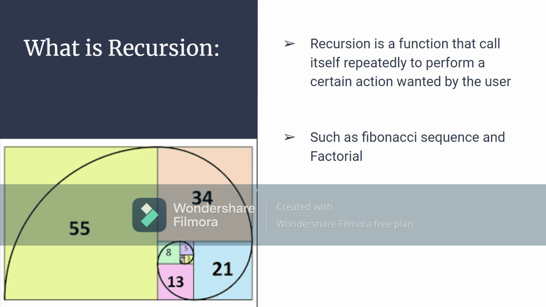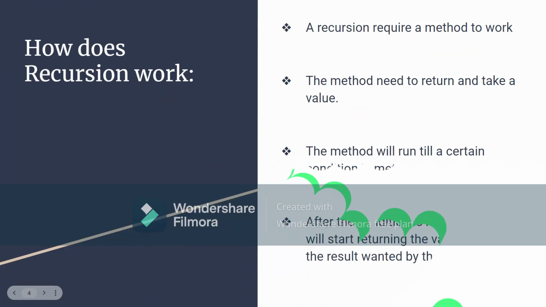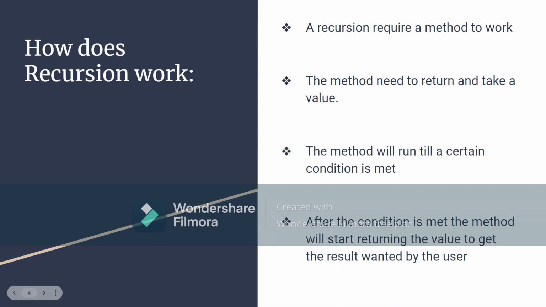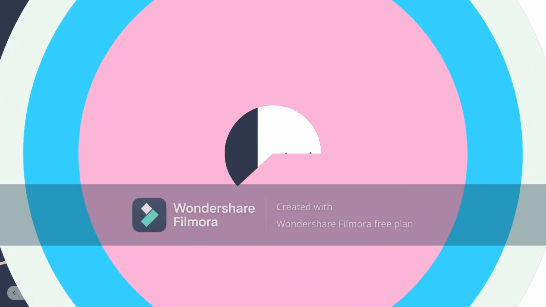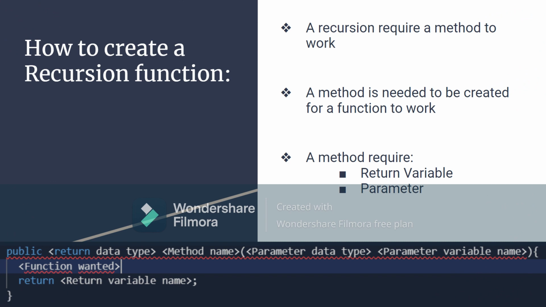So what is recursion? Recursion is a function that calls itself repeatedly to perform a certain action wanted by the user, such as Fibonacci sequence and factorial. How does recursion work? A recursion requires a method to work, and the method needs to have a return and take a value from the user or from the method. And the method will run till a certain condition is met. And after the condition is met, the method will start returning the value to get the result wanted by the user.